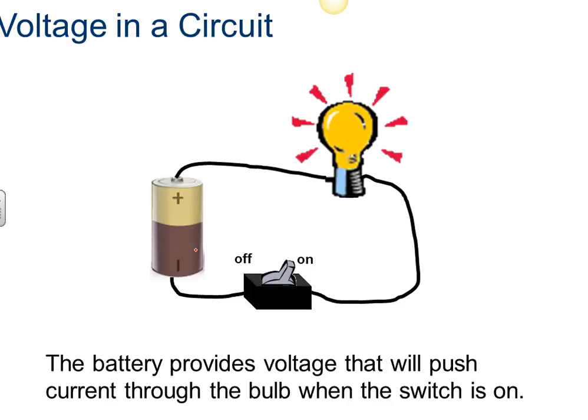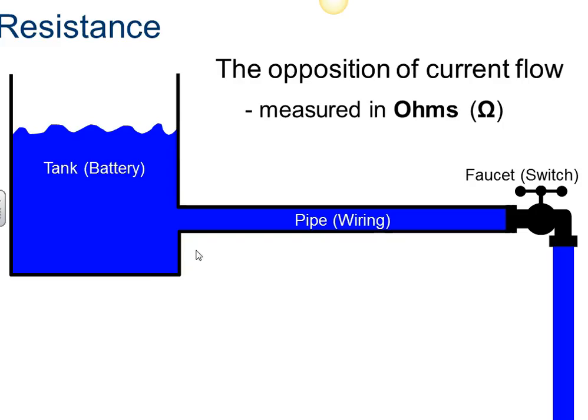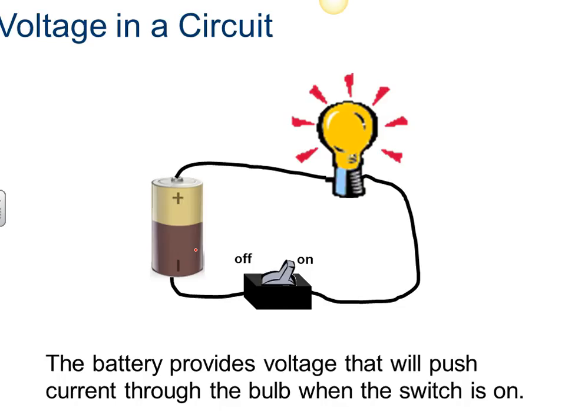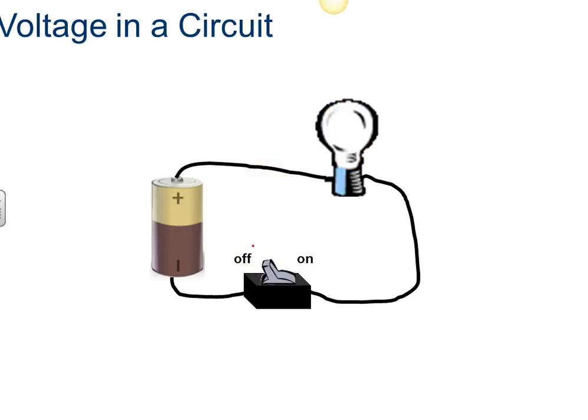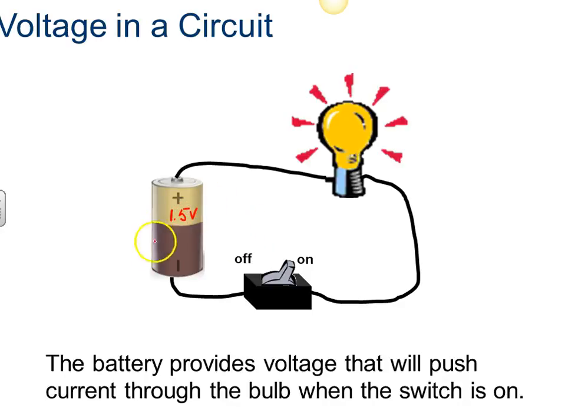So looking at voltage in the circuit, the battery provides the voltage that will push current through the bulb when the switch is on. And if the switch is on, we're going to have current. If it's off, we have no current. And again, that's because we have pressure in both cases. There's a voltage here across this battery. This is 1.5 volts, like any D battery. And as we look at this scenario where this is turned on, this is still 1.5 volts. So the voltage isn't changing except as the chemicals are used up inside the battery.